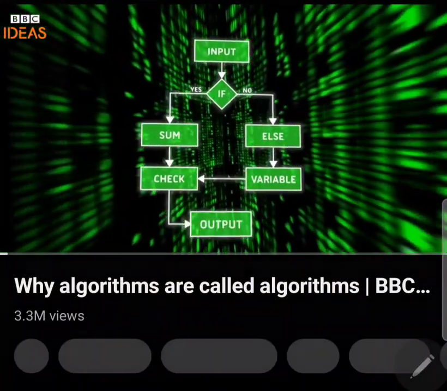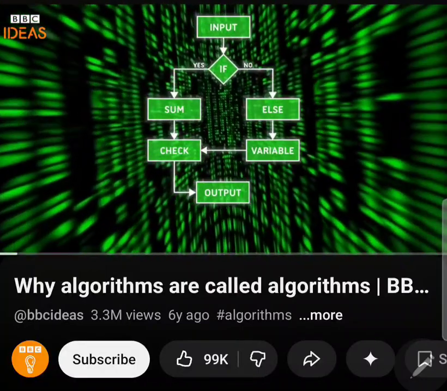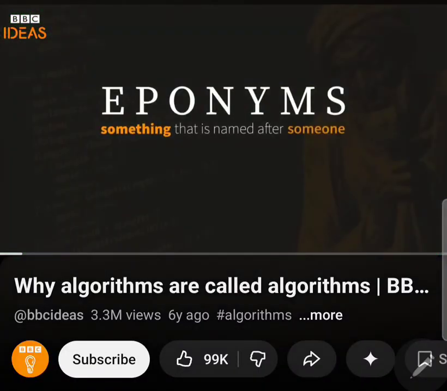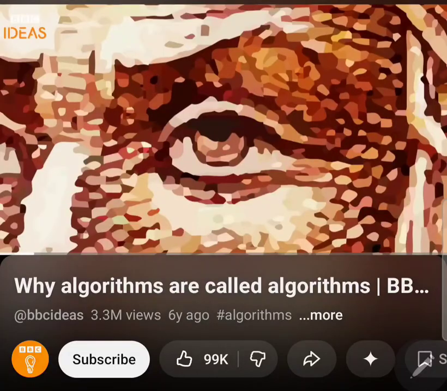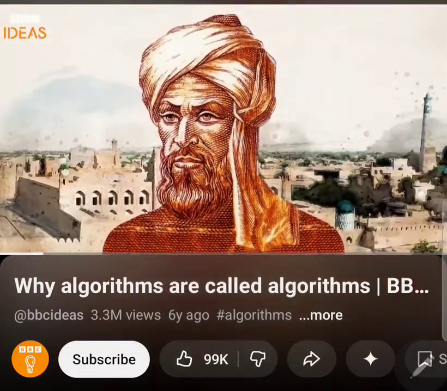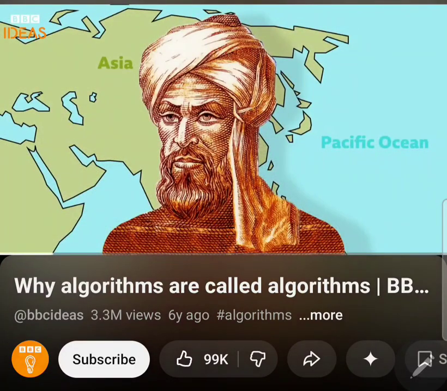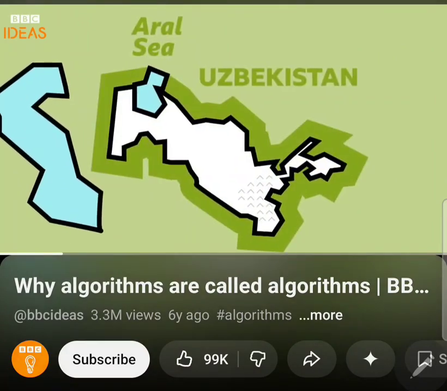them as something new, but the term actually dates back about 900 years. The word algorithm comes from the name of a Persian mathematical genius, Muhammad ibn Musa al-Khwarizmi. He was born around 780 AD in the region now known as Uzbekistan. His name suggests he came from Khwarizma.